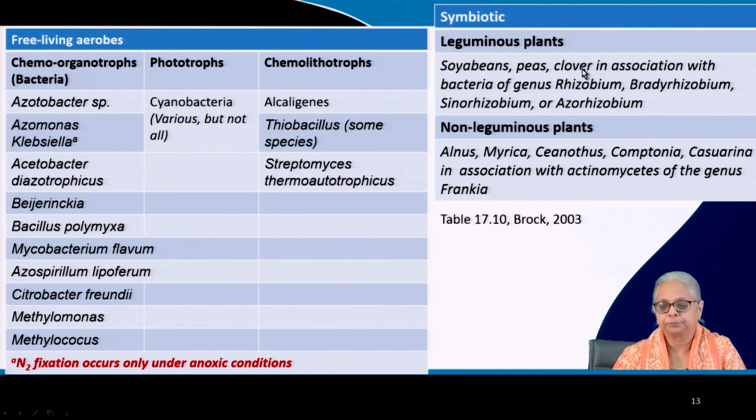clover and so on. There are non-leguminous plants as well, Alnus, Myrica, Casuarina, all of them in association with actinomycetes of the genus Frankia can be used for nitrogen fixation.